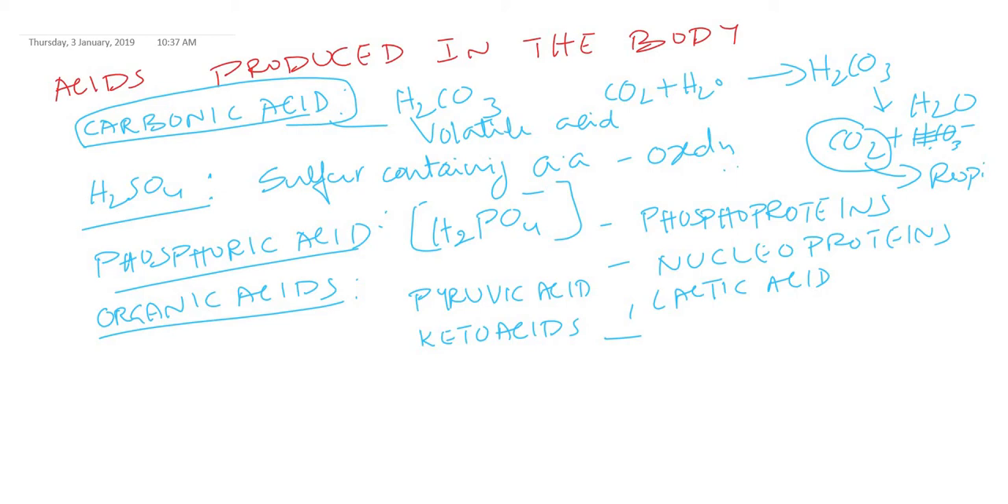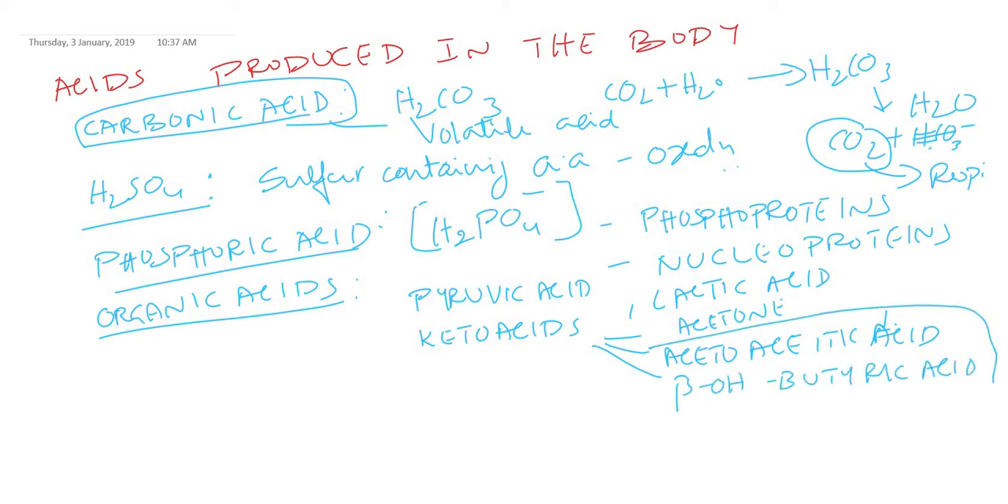Regarding keto acids, there are 3 ketone bodies produced in our body: acetone, acetoacetic acid or acetoacetate, and beta hydroxybutyric acid. Among these, acetoacetic acid and beta hydroxybutyric acid are keto acids. Acetone is volatile, it will be expelled through our respiration. These are some of the common sources of acid in our body.